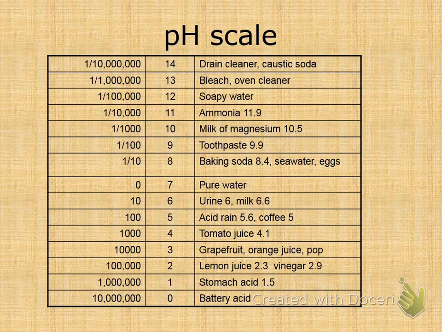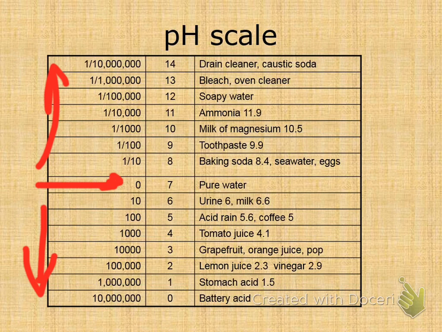This is a pH scale. Some interesting things on it. Some things that you may not know have even an acid to them. So right here in the middle we have a pH of 7. This is our neutral, pure water. As we go up, these are our bases, and down, our acids. So let's go through some of these. Baking soda, seawater, it's about an 8. Toothpaste, it's about a 9, a little over 9.